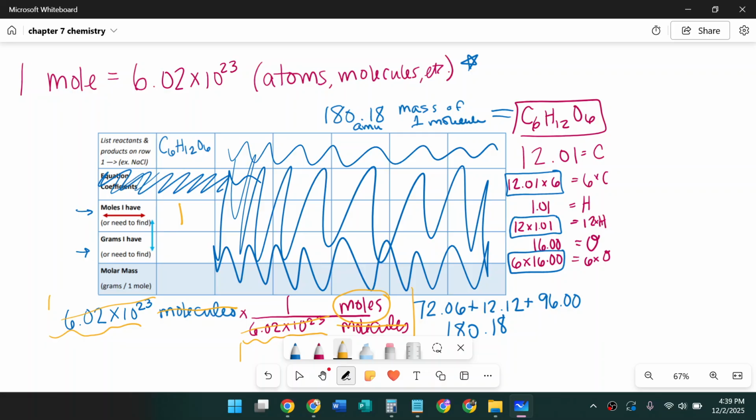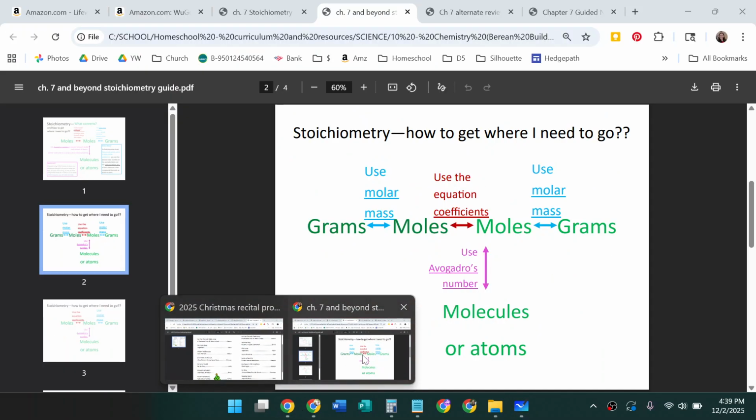Now, what we're trying to do is we're trying to find how many grams. That's what they asked for, was this number right here. This is our question mark, so we can go ahead and fill it in. We found the moles, and that helped us figure out how many grams. Now, if we want to go from moles to grams, let's go back to our chart again.